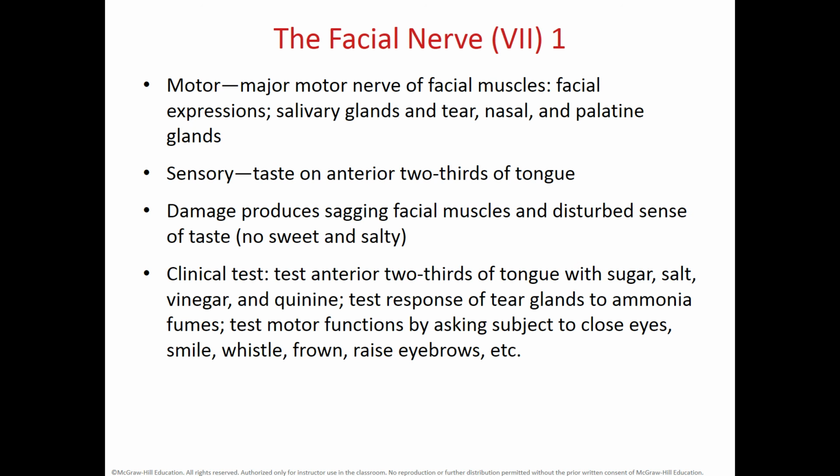If you have damage to the motor portion, you won't be able to produce contraction of your muscles of facial expression. This is what we call Bell's palsy. And you test this by putting a sweet, salty, or bitter substance on the tongue of the person. You test the motor function by asking the person to do some facial expressions like smiling, frowning, and raising their eyebrows.